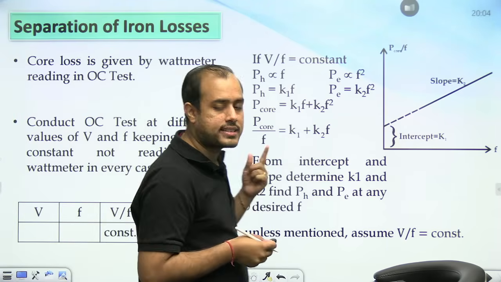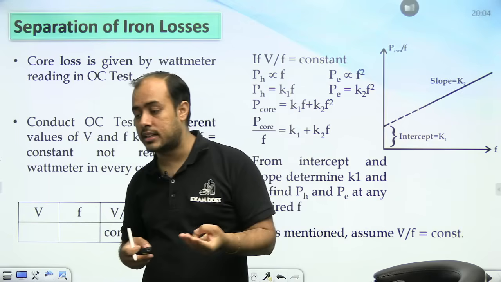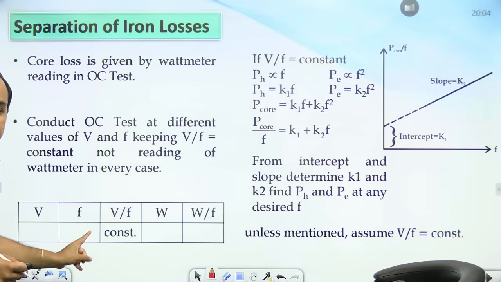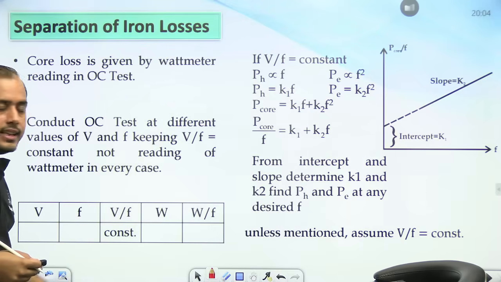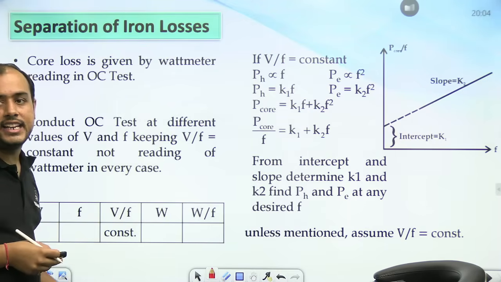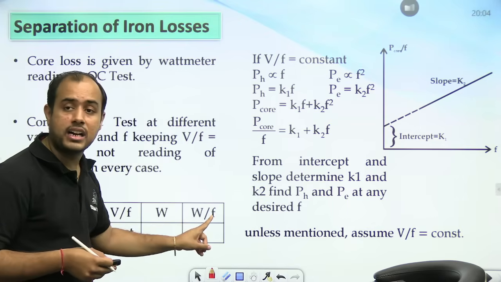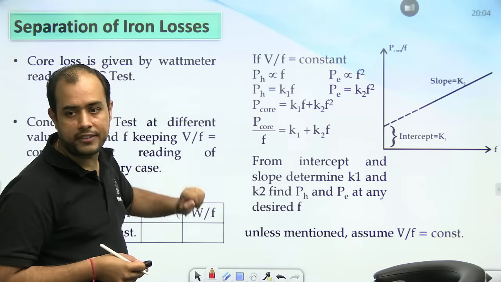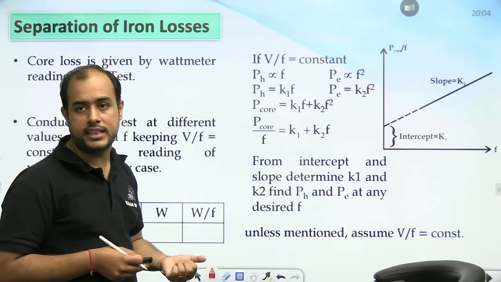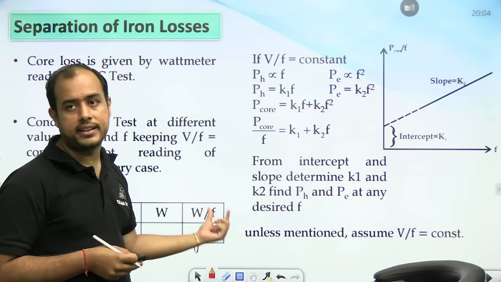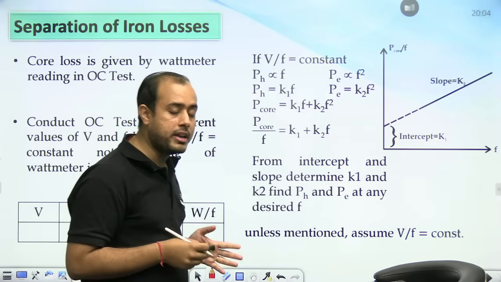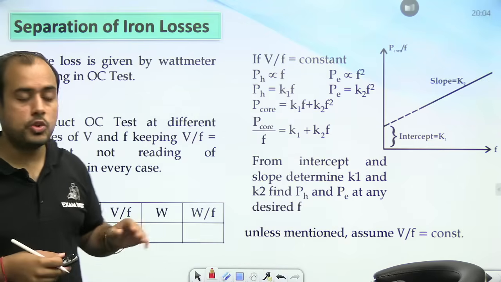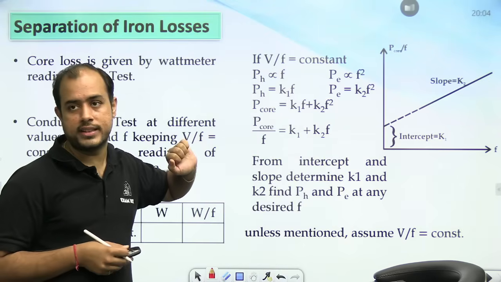Suppose I conduct the test at 10 hertz, then 20 hertz, then 30 hertz, then 40 hertz, then 50 hertz. I will make a table 10, 20, 30, 40, 50 and wattmeter reading in each case. Then divide the wattmeter reading by frequency. Core loss is the wattmeter reading. तो जो भी wattmeter readings आ रही हैं उन्हें frequency से divide करिए. You will get core loss upon frequency.